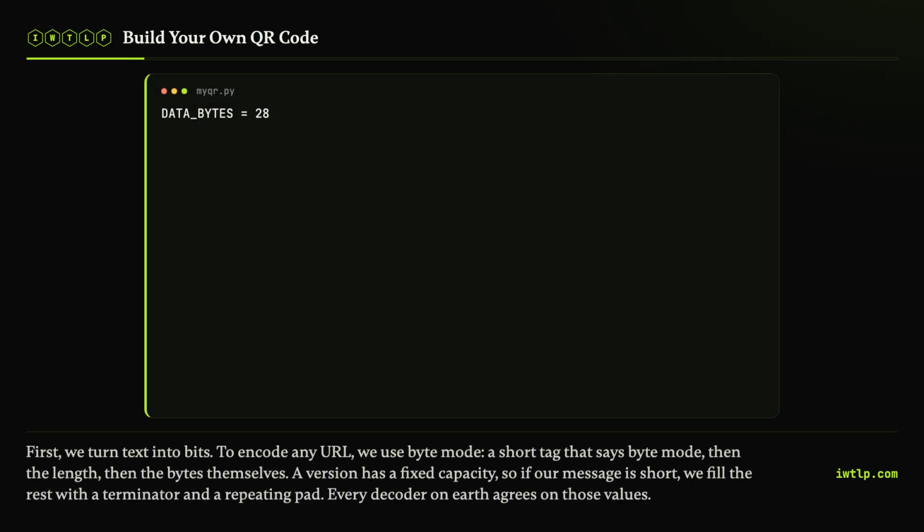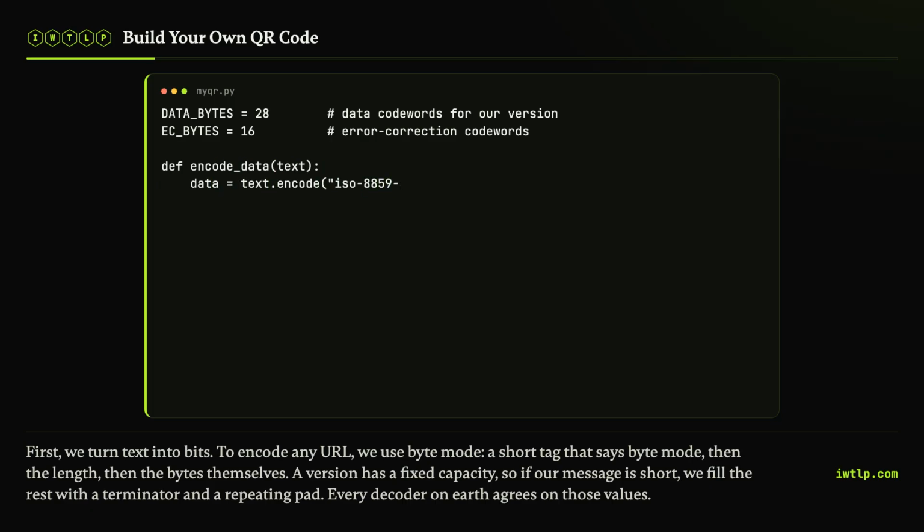First, we turn text into bits. To encode any URL, we use byte-mode: a short tag that says byte-mode, then the length, then the bytes themselves. A version has a fixed capacity, so if our message is short, we fill the rest with a terminator and a repeating pad. Every decoder on Earth agrees on those values.